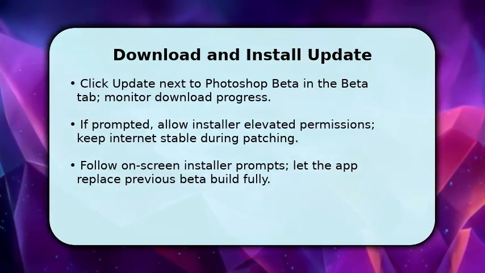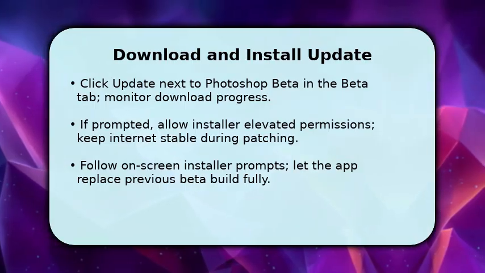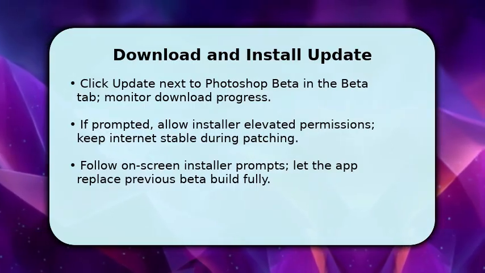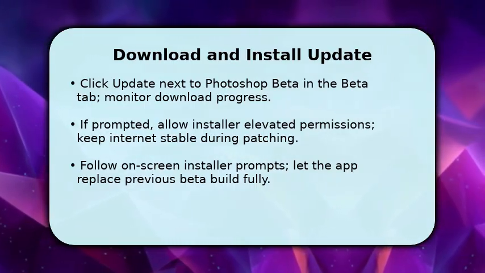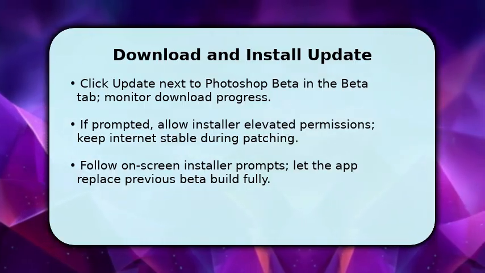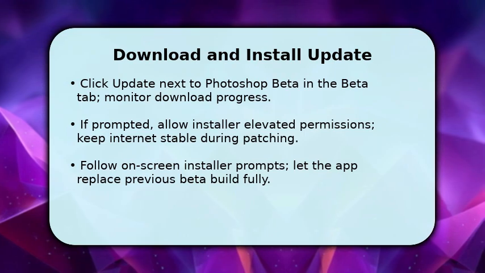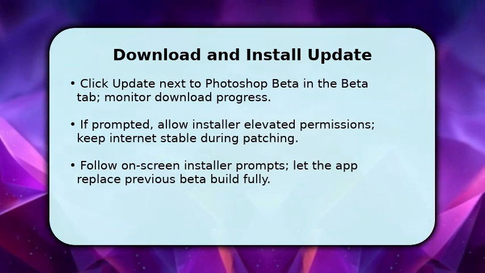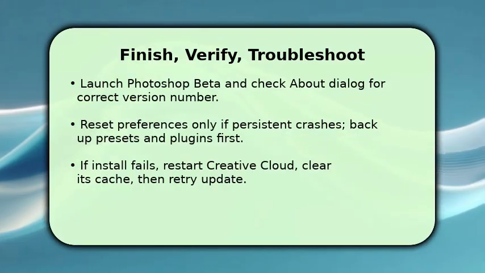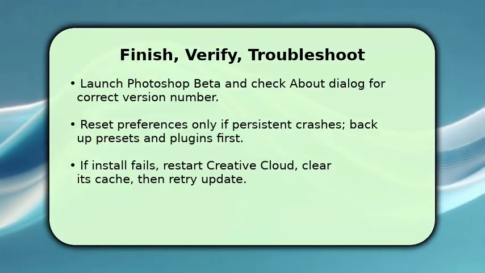While downloading and installing, avoid network switches and don't interrupt power. If an installer asks to close background helpers, agree so files aren't locked. When the installer finishes, Creative Cloud will register the new build and prepare Photoshop Beta to launch with the updated binaries. After installation, launch Photoshop Beta and open Help About to confirm the version matches the update notes.